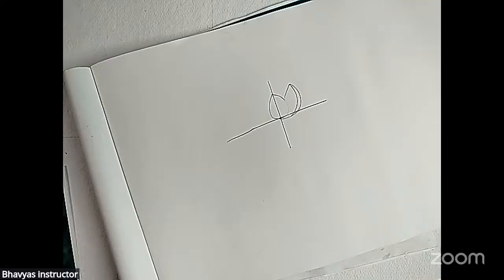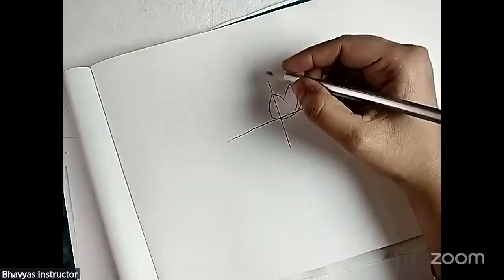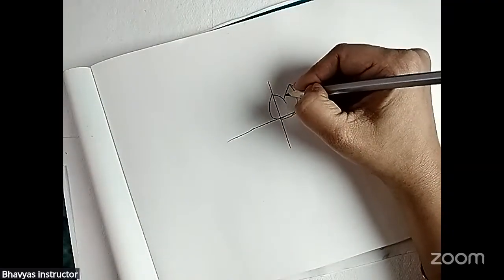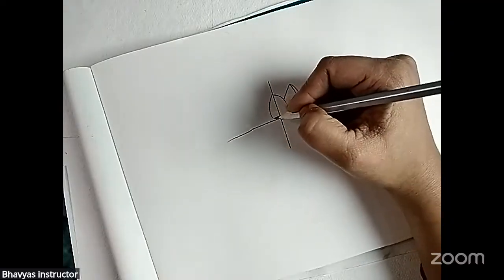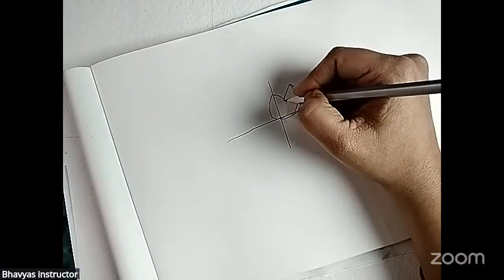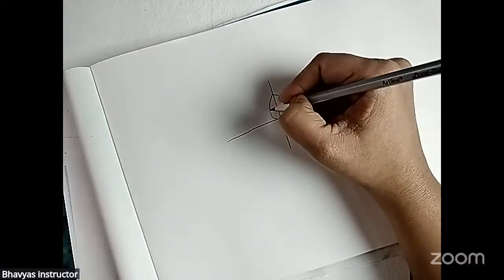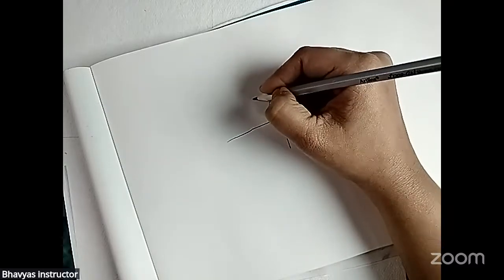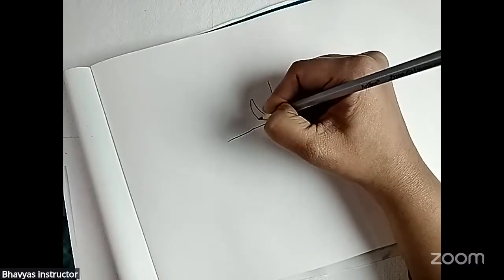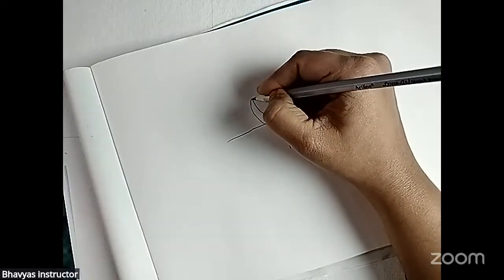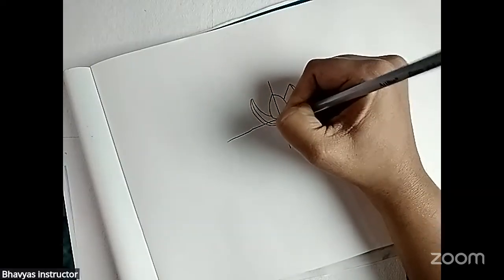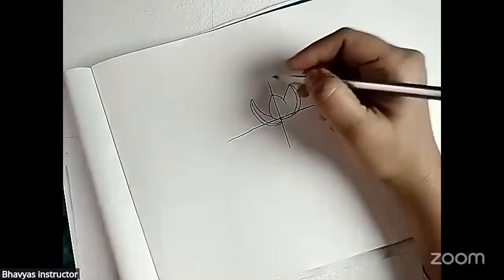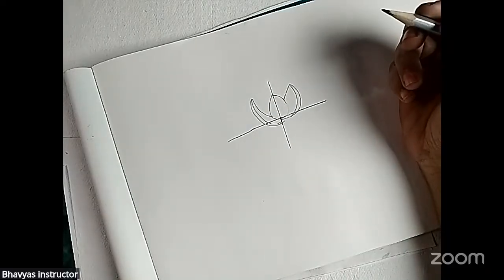This lotus is looking like a V shape, so give it a V shape structure. Every lotus is different. So like this, you need to draw. You need to draw an outline. That's it. While painting, it will be different. Understood?